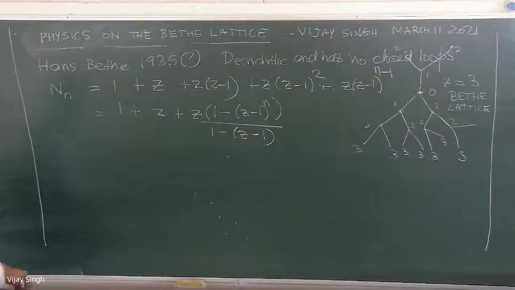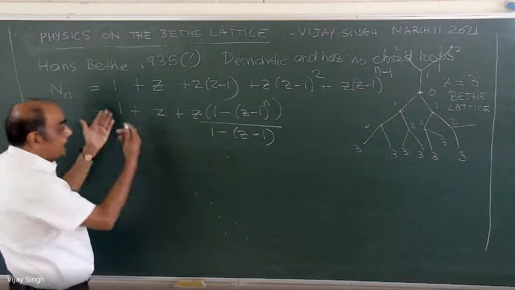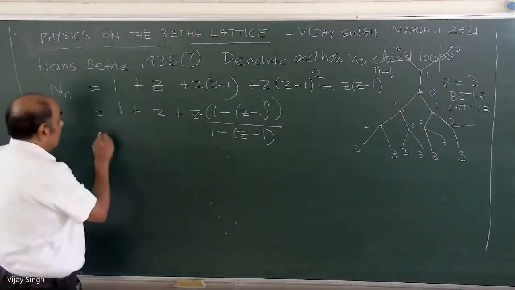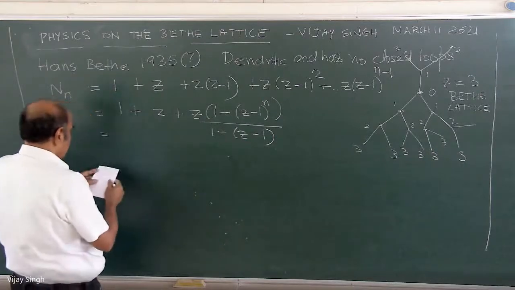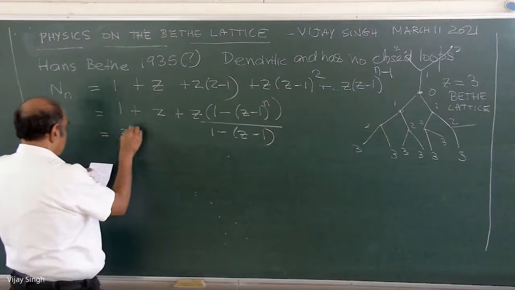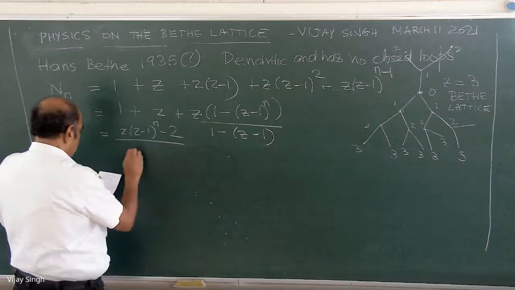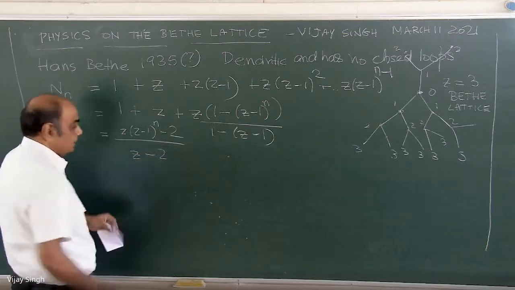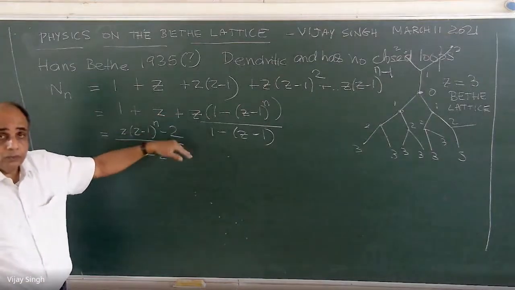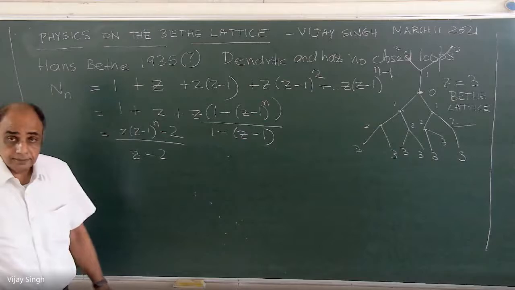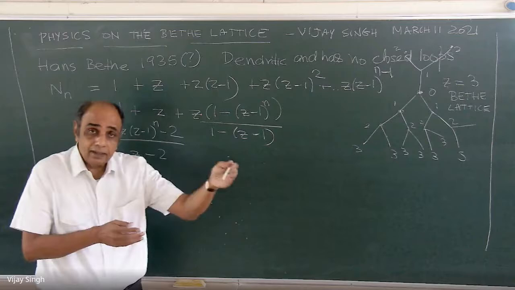Okay. So basically, I'm using the geometric series summation and I get this. I can simplify this. Were I to simplify this, let me write down the result and you can work it out for yourself. The result is simply z into (z minus 1) to the power n minus 2, over z minus 2. I haven't worked this out, but I can assure you that if you do work it out, you'll get this result. That is the number of atoms or lattice points up to the nth generation.